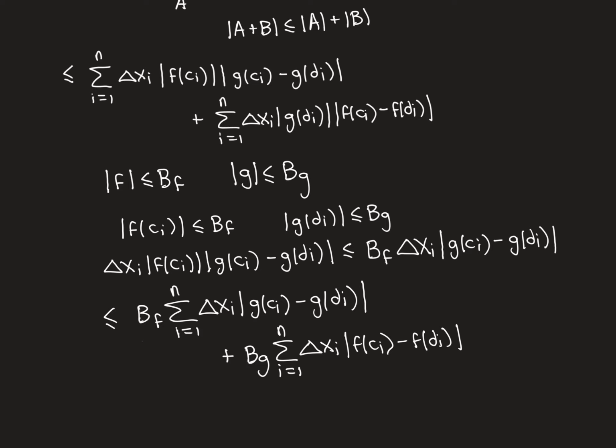So just talking you through this. This bit has now gone and been replaced by B_f, and we've pulled that out the front because it's a constant. So it's the sum from i equals 1 to n, delta x_i is still there, and then you've got this bit which is still here from before: the modulus of g at c_i minus g at d_i. And then you've done the same here, so you've got plus, you've got rid of this bit and replaced it with B_g. It's a constant, so we've pulled it out the front. So B_g times the sum from i equals 1 to n of delta x_i, that's the same, and then this bit remains the same: the modulus of f at c_i minus f at d_i.